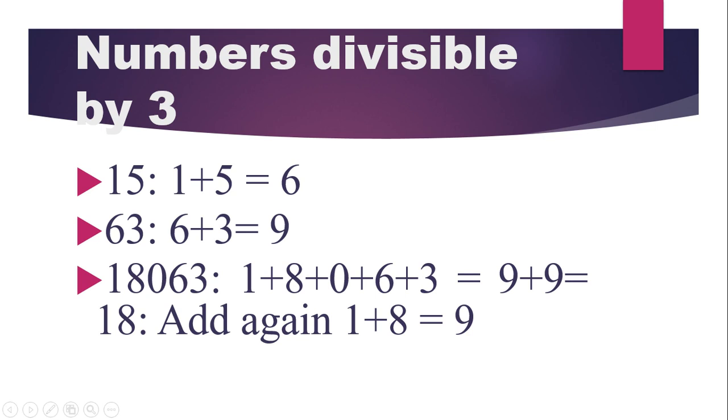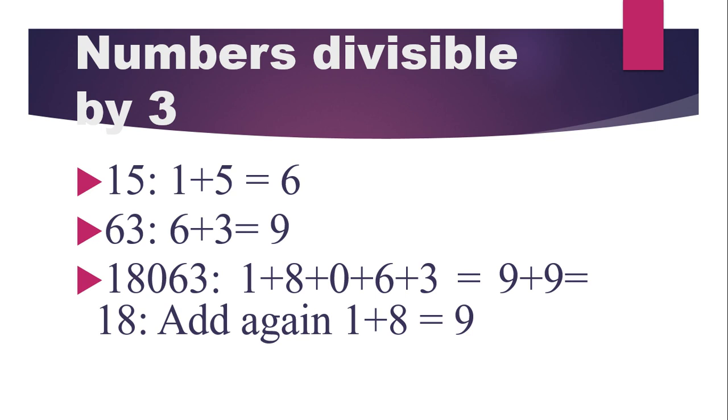Oh, this is such a large number. 18,063. It's a big number. But let's check. Yes, let's check. If we add the digits of 18,063, that's a 5-digit number, so if we add 1 plus 8 plus 0 plus 6 plus 3, we're going to get 18. All right, already we know that 18 is a multiple of 3, but just in case you're not so sure, just add the digits of 18 again, and that's going to be 1 plus 8, and it gives you 9 as we got in 63.